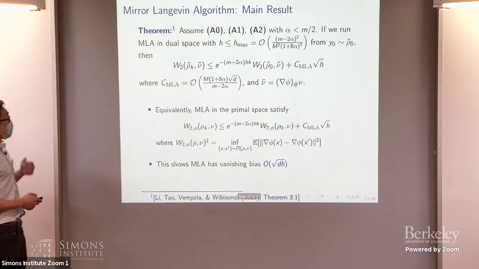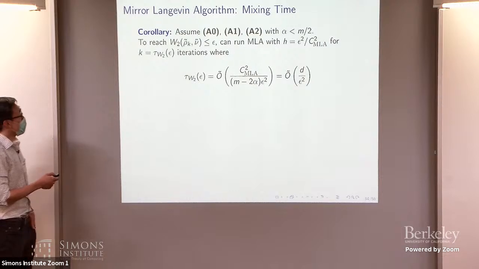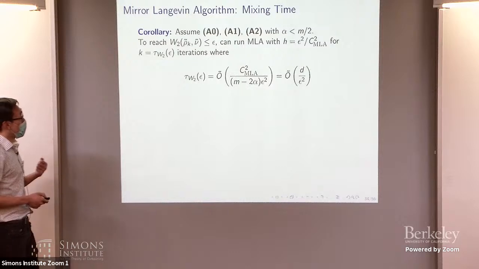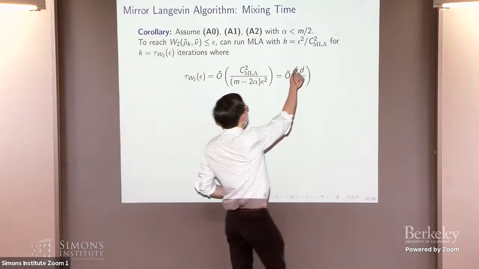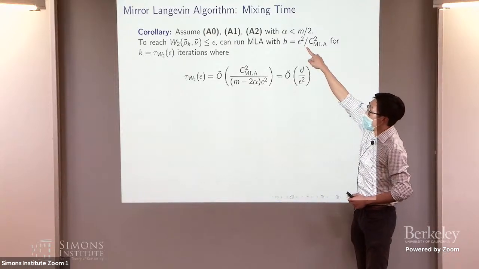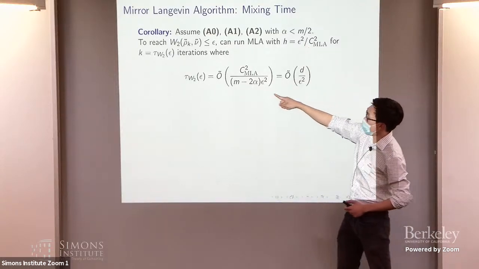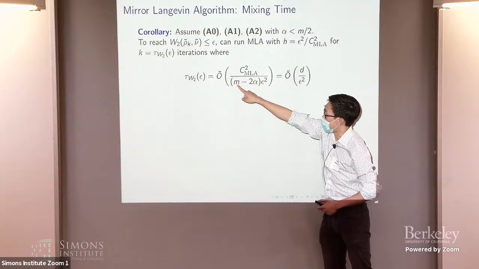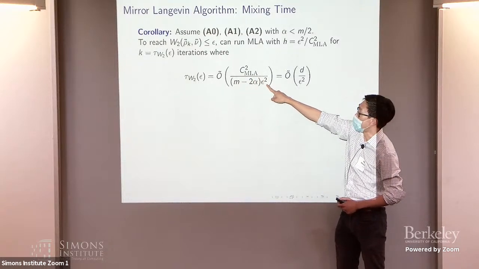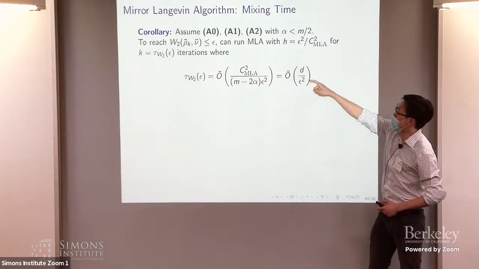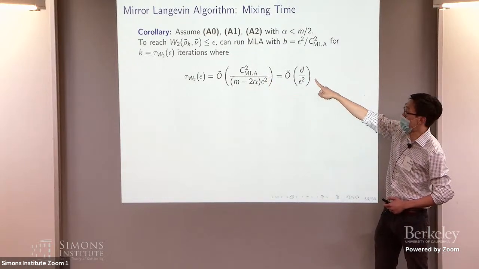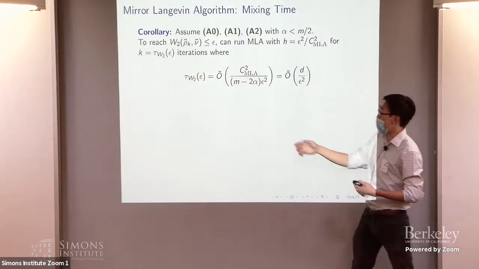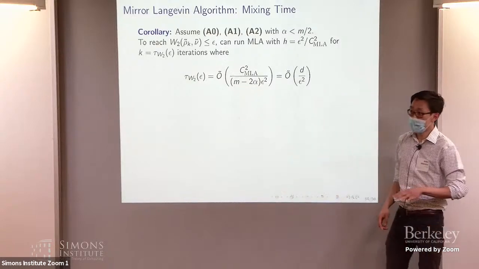And then as a corollary, as usual, what if you want to make this less than epsilon? You can set both of these to be less than epsilon, and that gives you a mixing time bound. So if we want W2 distance less than epsilon, then we can run this algorithm with step size h scaling as epsilon squared, and we need to run it for a number of iterations that scales essentially as 1 over the contraction factor times step size, so 1 over epsilon squared. This gives us a mixing time bound on the order of dimension over epsilon squared, assuming that all the other parameters m and big M and so on are dimension free for now.